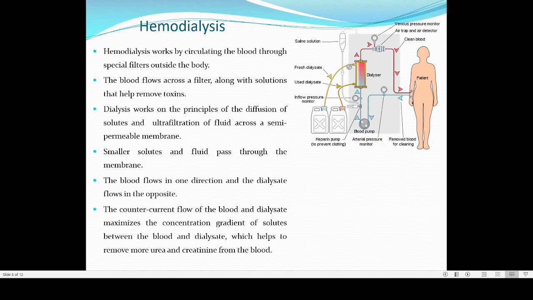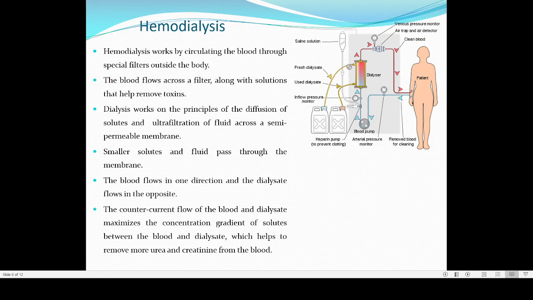This picture shows in a very simple way how the whole process takes place. There is a tube for taking blood, then a dialyzer machine, and two bottles, one for the fresh dialysate and the other for storing the removed dialysate. Fresh dialysate is pumped into this machine, waste materials are collected in the dialysate fluid, and after that it is removed into the second bottle. This is how the whole process of filtration works.